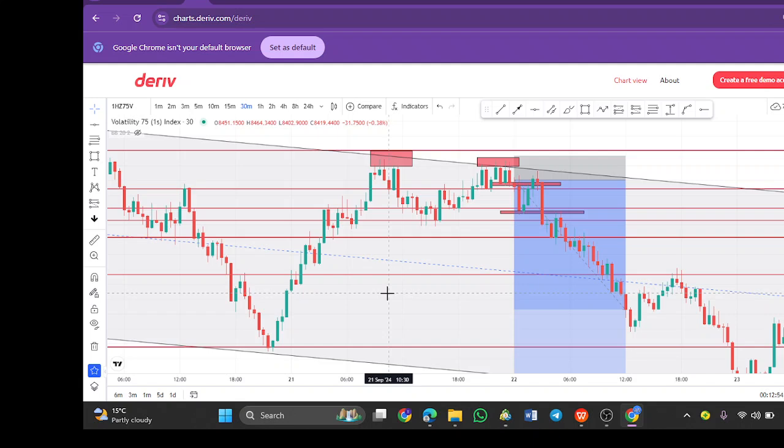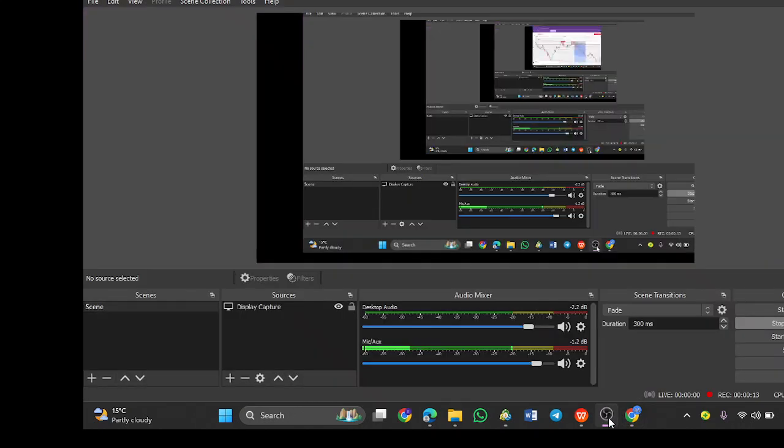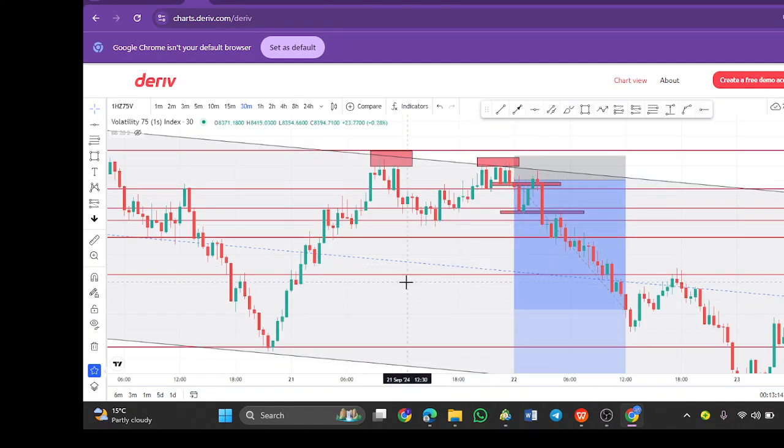I've been talking about the sell zone and the buy zone. What is the sell zone made up of, and what is the buy zone made up of? So today I want to take you guys through the sell zone.